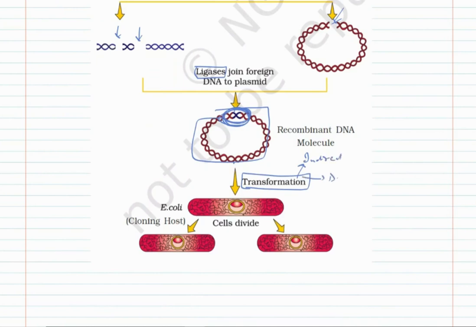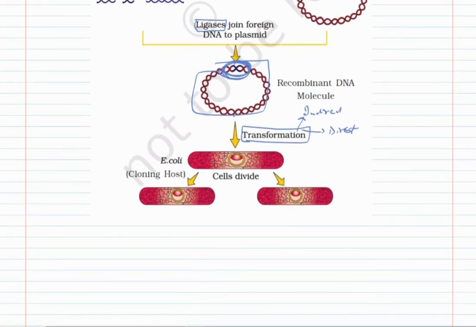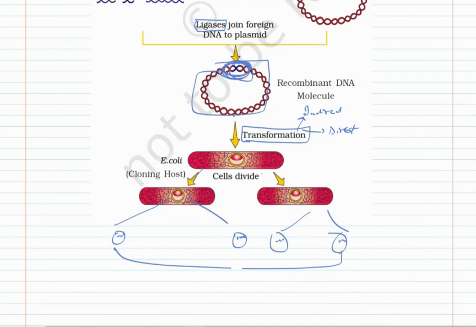Once this is inserted into the host cell, these cells will divide and our DNA keeps on increasing. From 1 cell we will have 2 cells, from 2 cells we will have 4 cells, and our required gene is present in all these cells. So from 1 gene we now have 4 genes. Similar is the case in PCR. So instead of doing all this, we can simply perform PCR to amplify the genes. But in case of cells, this is how gene amplification is performed.